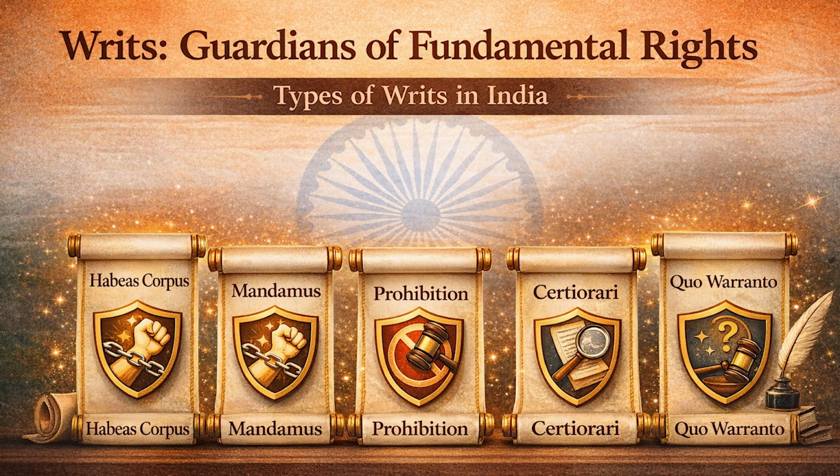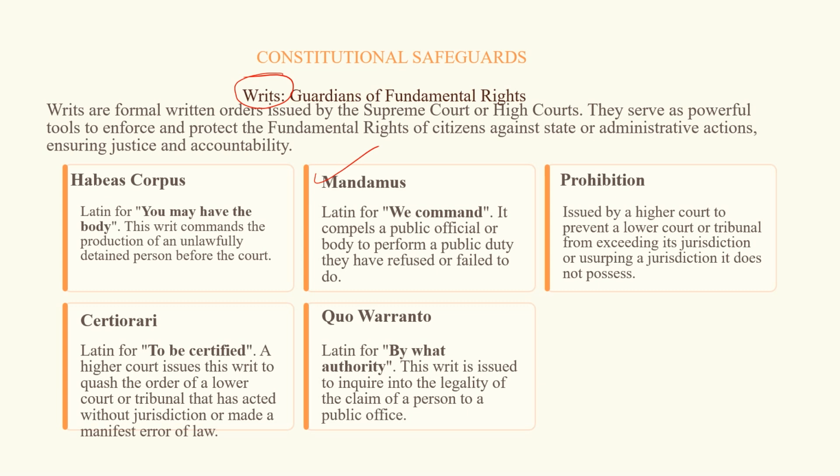To understand mandamus, we have to understand the meaning of the word. Mandamus in Latin stands for we command. So according to this writ, if the Supreme Court or High Court orders a mandamus writ to any public official, that implies he or she has to perform a certain duty he or she is supposed to perform. Then we have habeas corpus, prohibition, certiorari and quo warranto as well.